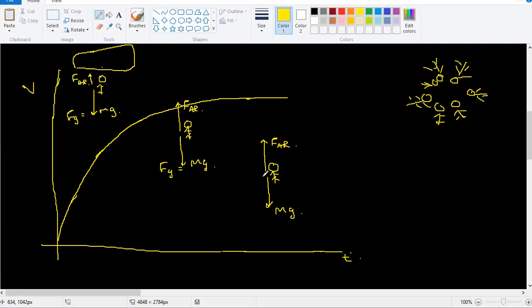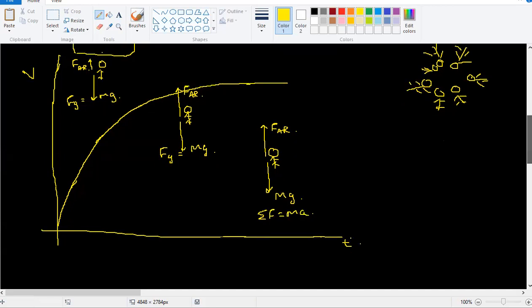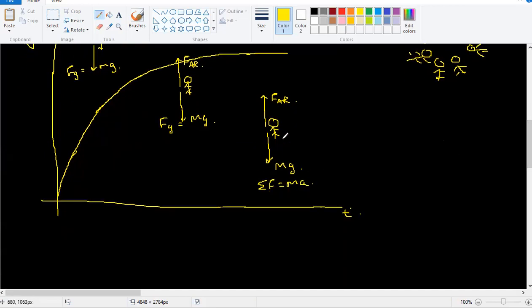So what I'm trying to say here is, when the forces are equal, sigma F equals ma, which is the most important formula in mechanics. 90% of the time, again and again, we are going to use this. So when this and this are equal, what will happen? Sigma F becomes 0. Mass cannot be 0, which means acceleration is equal to 0. Acceleration equal to 0 means, I told you, there are two possibilities: velocity can be 0 or velocity can be constant.